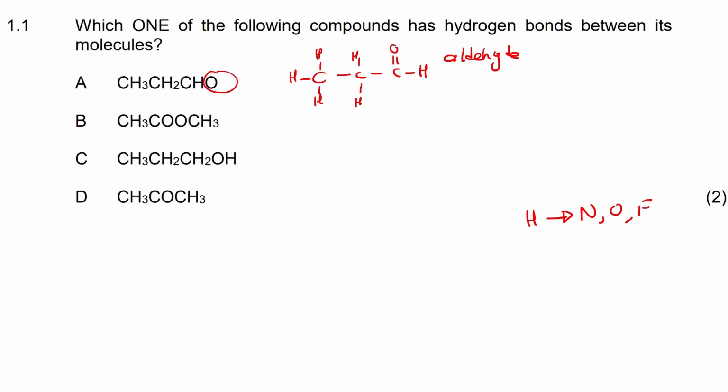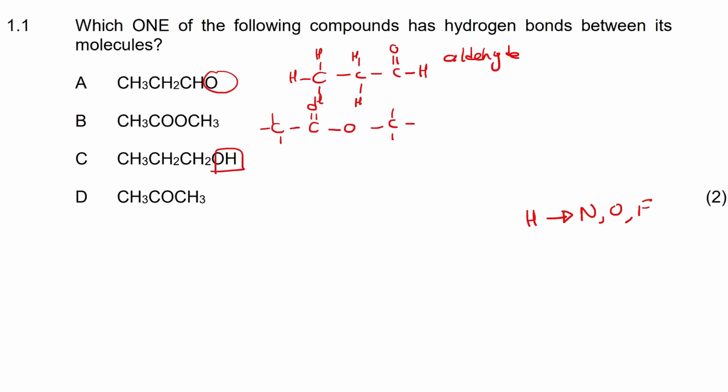Okay, let's look at this one. So that one has a CH3. Then it's got a carbon. Then it's got an oxygen and another oxygen. So that's going to be like an ester. So the one's going to be a double bond. The other one's going to be there. And then it's got a CH3. Okay, so that's just a plain old ester. There's no hydrogen bonded to nitrogen, oxygen, or fluorine. So it's not going to be there.